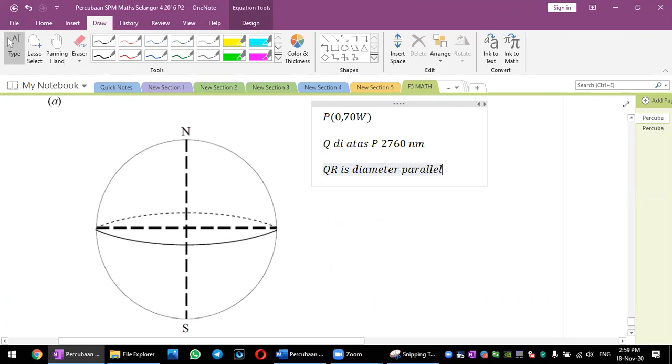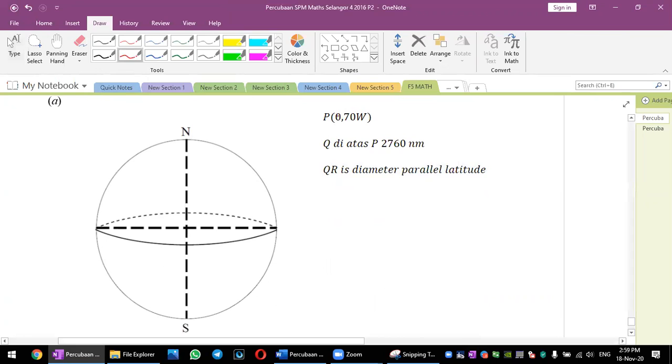Parallel latitude. Okay, so now I find, I will label P first. P is 0 degree and then 70 degree west. West means kiri lah. And then 0 is equator. Equator means center over here lah. So I say this is P. Then you can label. Okay, ini adalah 70 west. And then this equator. Khatulistiwa.